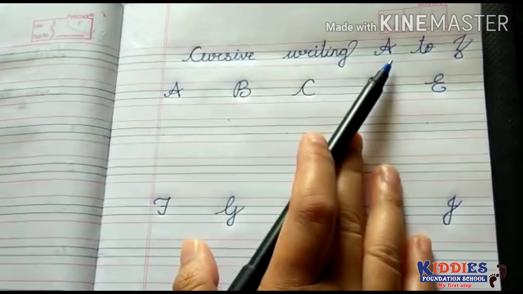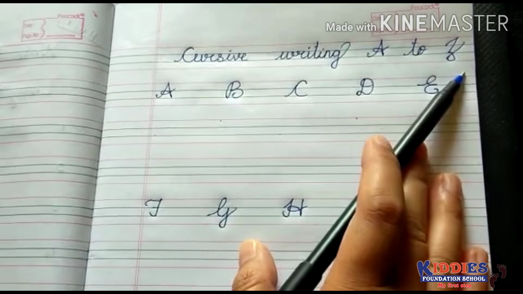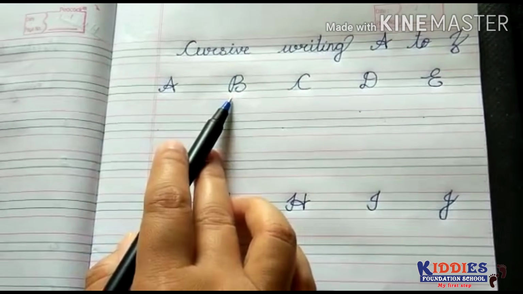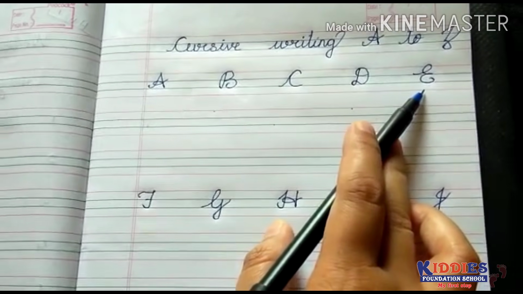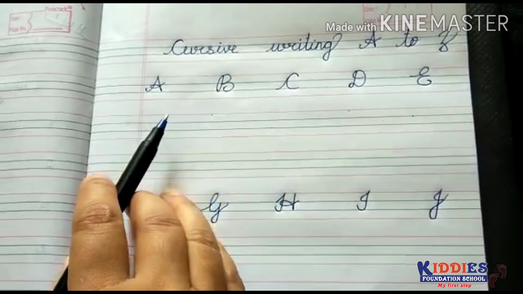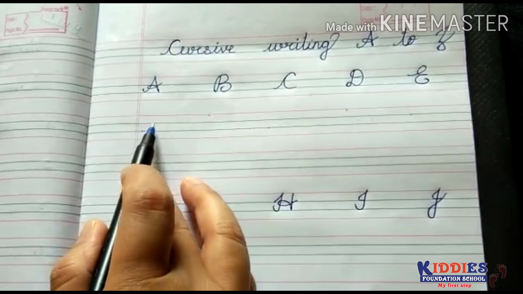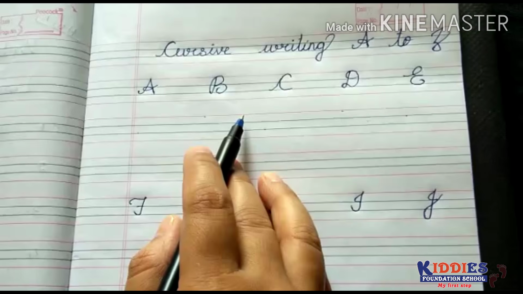Cursive letter capital A to capital Z. This is the letter A, B, C, D and E. These are in cursive. While writing the cursive letter, you have to keep in mind that you write the letter at once and don't raise your hand in between.